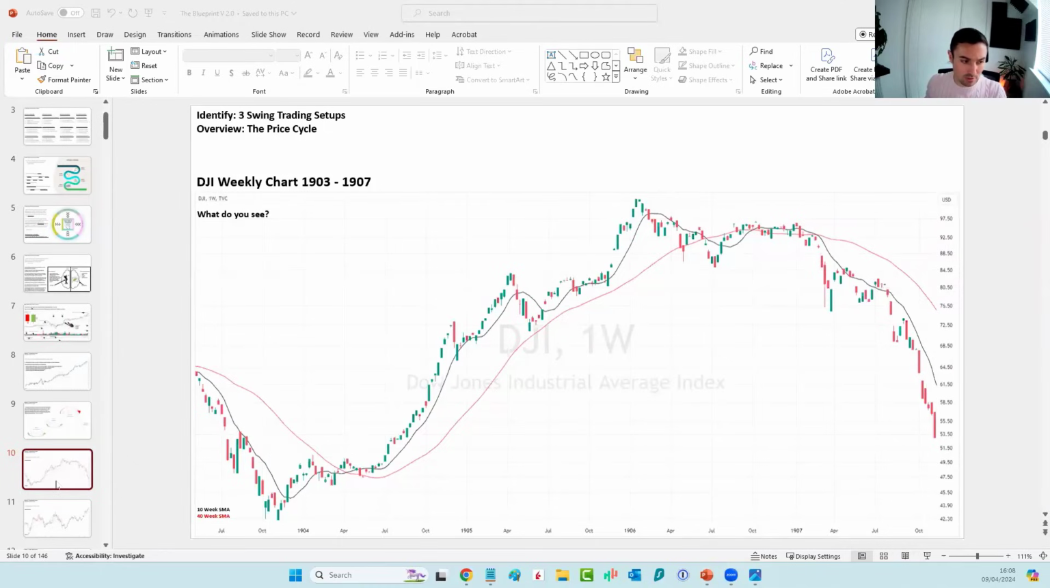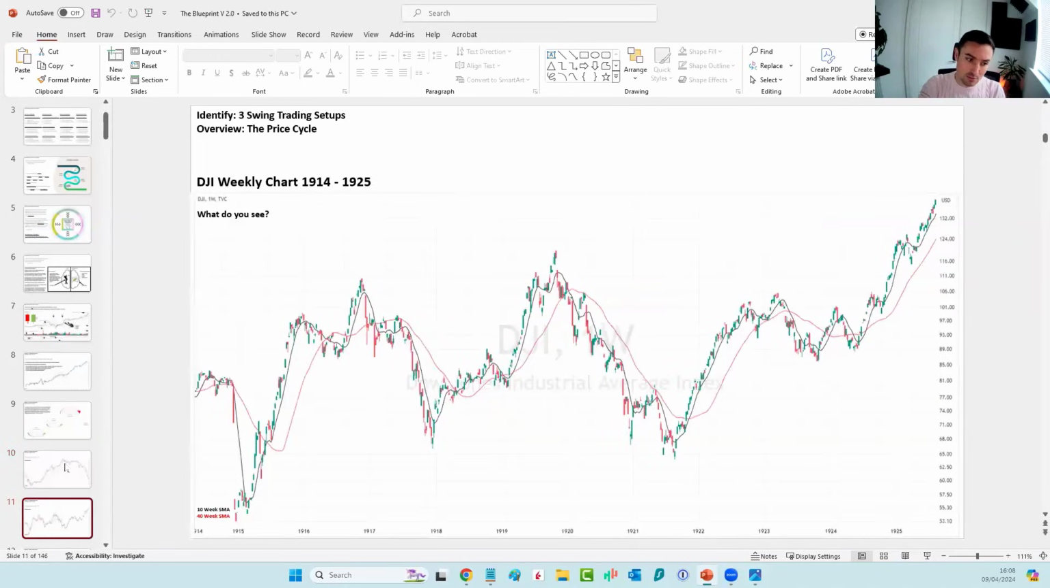I don't want to teach grandma how to suck eggs too much with this, but you'll just continue to see it. This is the Dow Jones on a weekly chart from 1915 to 1925. What do you see? Like, what do you actually see? So do this with NVIDIA, do it with Tesla, do it with AMD. Spend an hour in your own time just pulling up charts throughout the decades, monthly charts, yearly charts if you want to, daily charts, weekly charts, whatever you want to do. 5-minute charts, 1-hour charts. You'll just see this continues to happen.